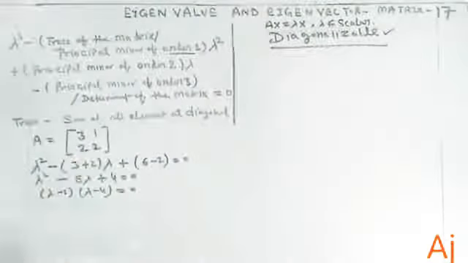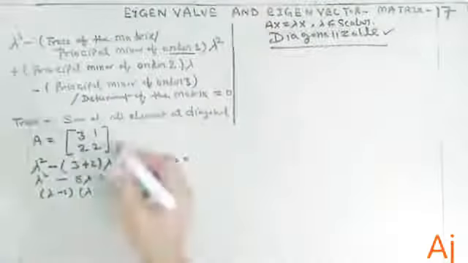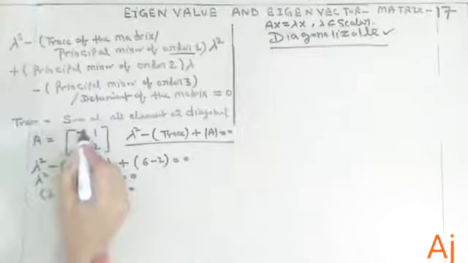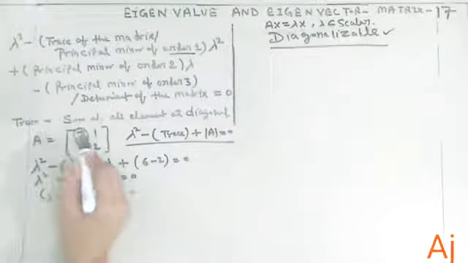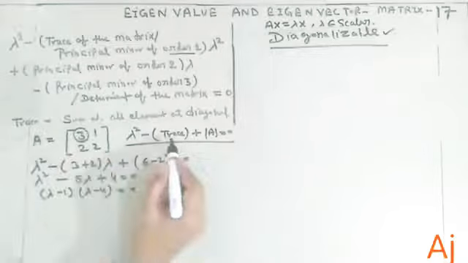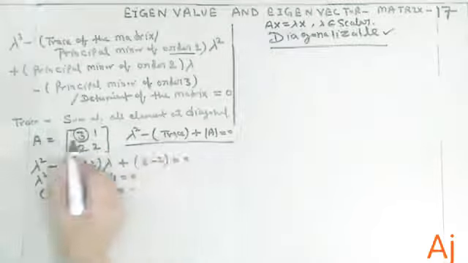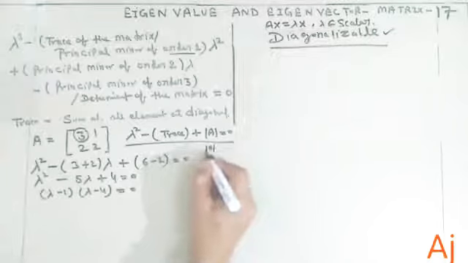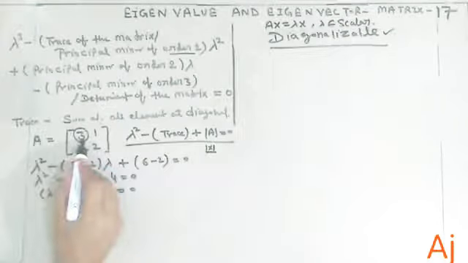For 2 into 2, here we have just taken this example. So what will you do? Lambda square minus principal minor of order 1, which means the trace, plus principal minor of order 2, which means the determinant. For a 2 into 2 matrix you will use this formula. Principal minor of order 1 means you have to take one element which lies on the diagonal.